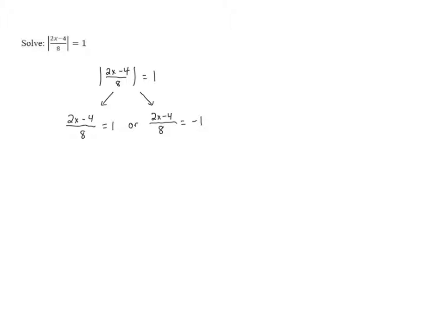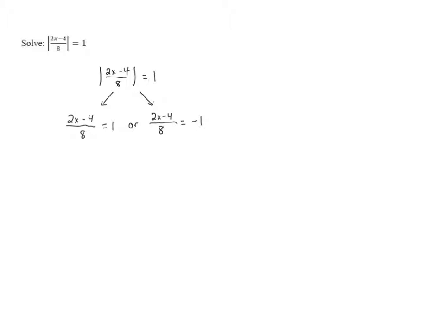The reason we split it up like this is because we know when we're taking the absolute value of this expression and we get 1, the two ways that can happen is the expression is equal to 1, which is what we have here, or the expression could be negative 1, which is what we have here. We know that if we take the absolute value of 1 or negative 1, that's how we get 1. So this expression has to be equal to 1, or it has to be equal to negative 1.